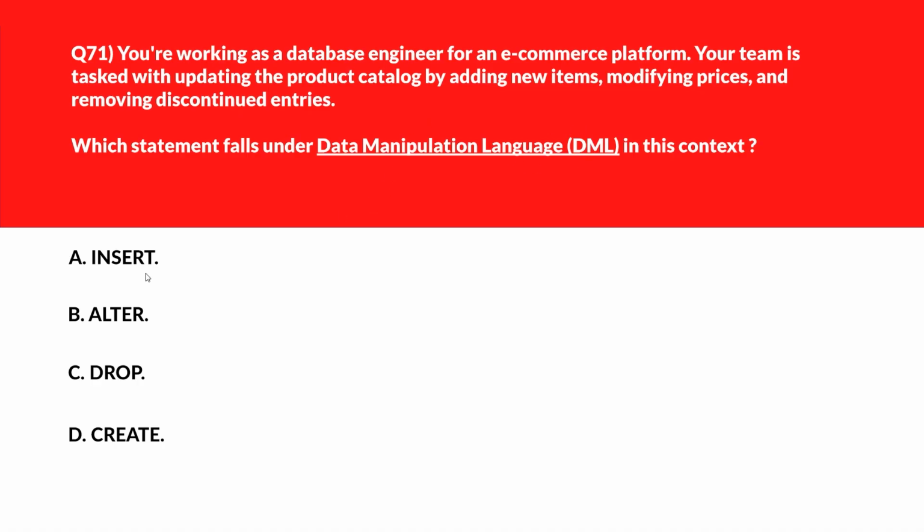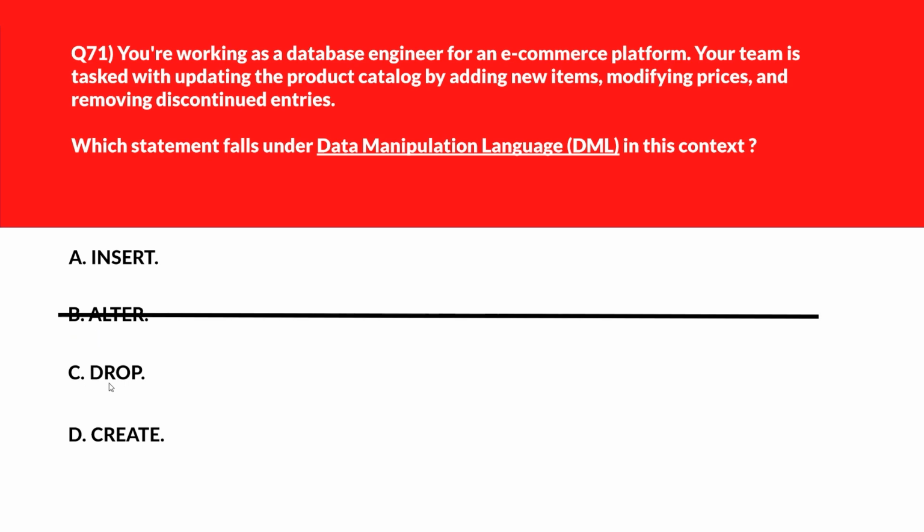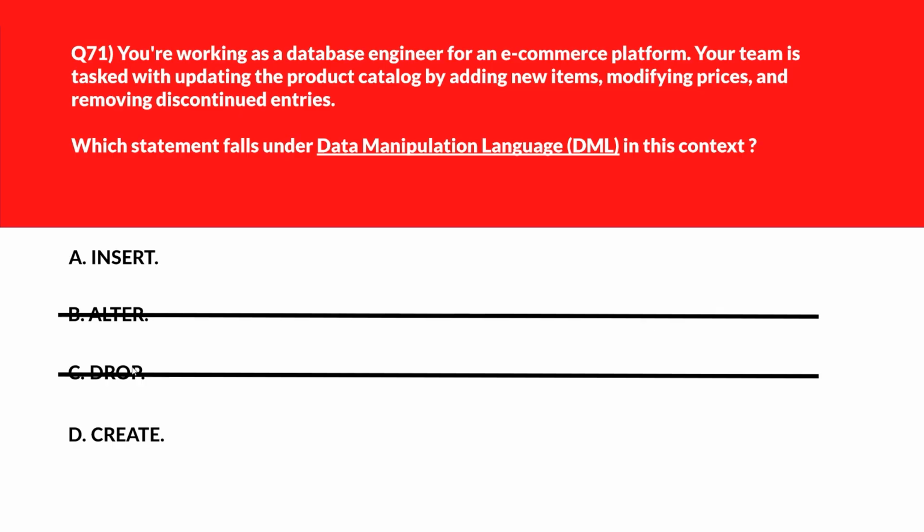We'll move to now option B. B says alter. Alter is part of data definition language used for schema changes. Incorrect. We'll move to now C. C says drop. Drop belongs to DDL again, that is data definition language used to delete schema objects, right? Drop, delete commands we have especially for this. We'll reject this. Now let's move to D.